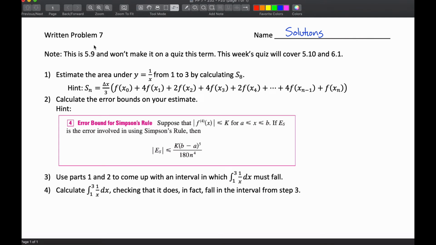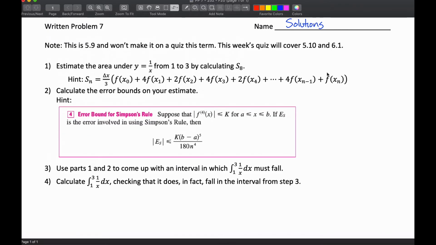All right, here are solutions for written problem 7 for Math 252. There are 4 parts here, but really what we're doing is Simpson's rule. We have this curve, y equals 1 over x, and we're supposed to estimate the area underneath the curve from 1 to 3 using Simpson's rule with 8 approximations, so S8.